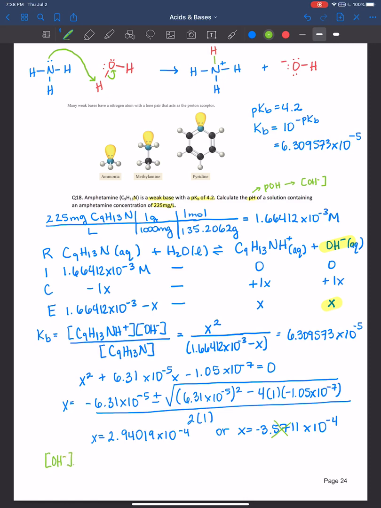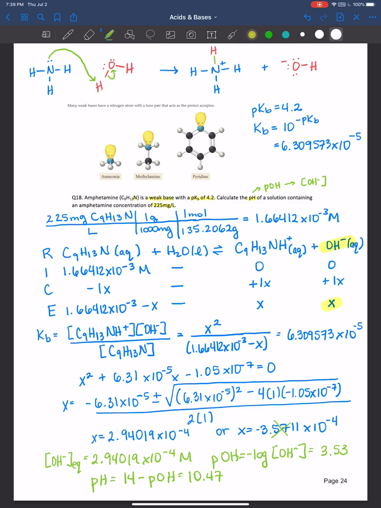So hydroxide ion concentration at equilibrium is equal to 2.94019 times 10 to the negative fourth molar. The pOH is equal to the negative log of that concentration, which would be 3.53, and then the pH is equal to 14 minus the pOH, which is 10.47. Always ask yourself, does this make sense? What is in my beaker? It's a weak base. Therefore, you would expect the pH to be greater than 7, and basic.